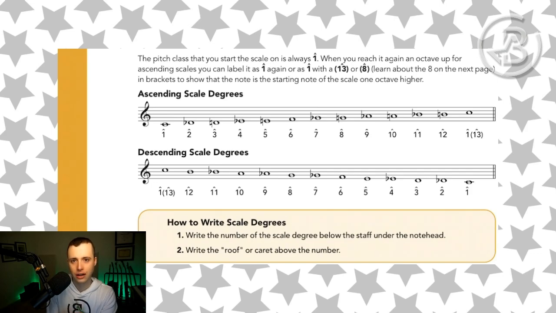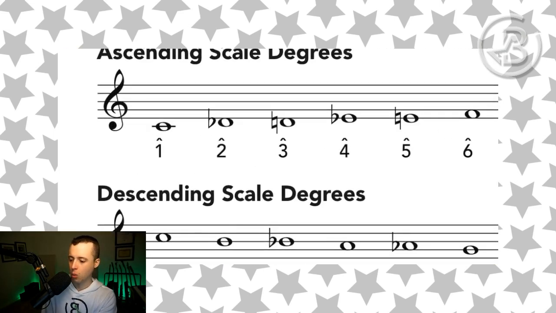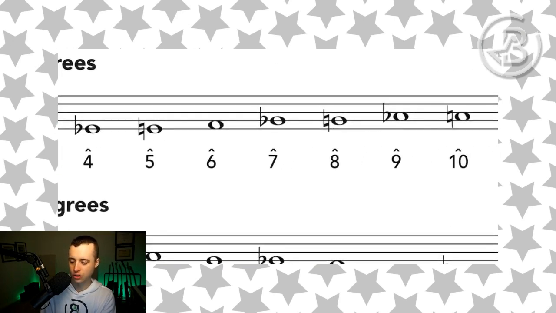Now, do we call that scale degree 13? Or do we call that scale degree 1 because it's the same note that we saw at the beginning? Well, here's the answer on that. We are going to call it scale degree 1. So it does not matter what octave register we find these notes in. You see here we have C4, which is scale degree 1.